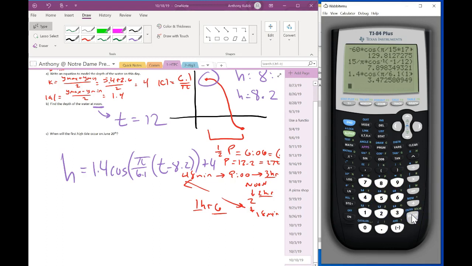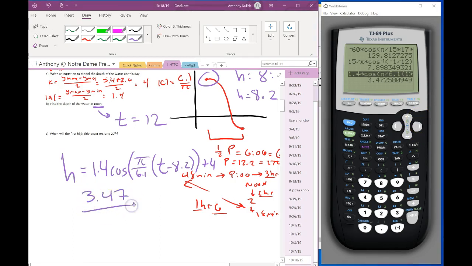When I do that, I get about 3.47. Did I type that all in right? Okay. So 3.47 meters.